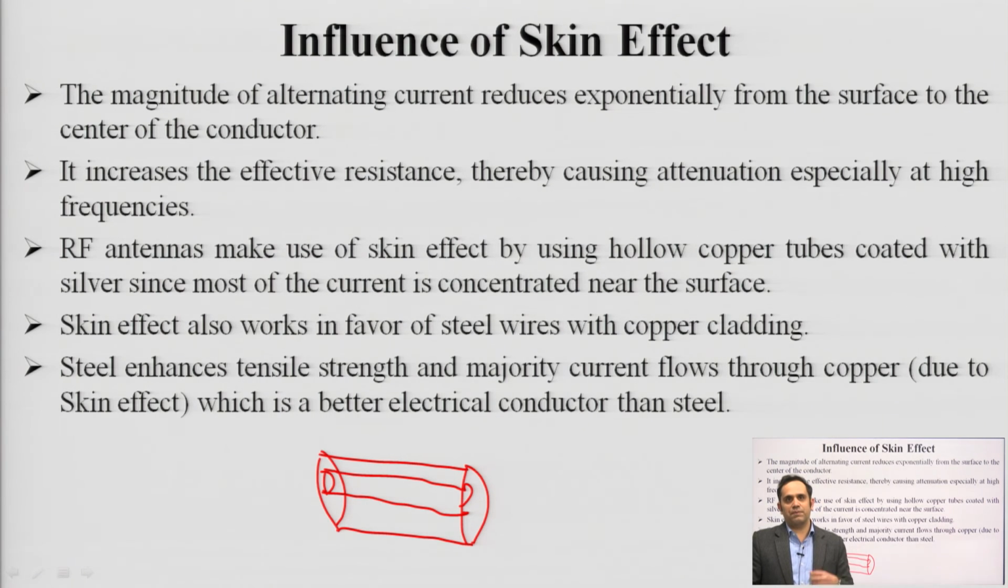On the other hand, you can also use steel wires on the outside with copper cladding. Steel enhances tensile strength, and the majority of current flows through the copper due to the skin effect. So, this is a better electrical conductor than using steel. So, in high frequency applications, in order to reduce cost, you can use the skin effect.